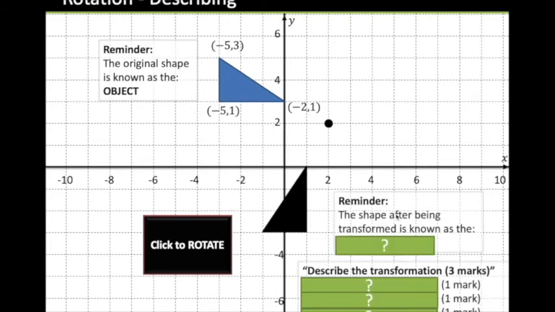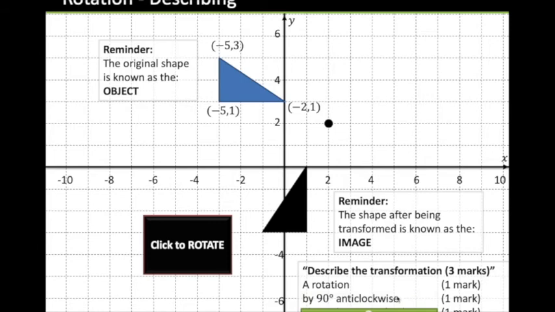Right, and the shape after being transformed is known as the image. And when you are asked to describe the transformation, by the way, these are the usual marks allocation for this kind of question. Okay, obviously it is a rotation, and obviously it is 90 degrees anti-clockwise about the center (2, 2).